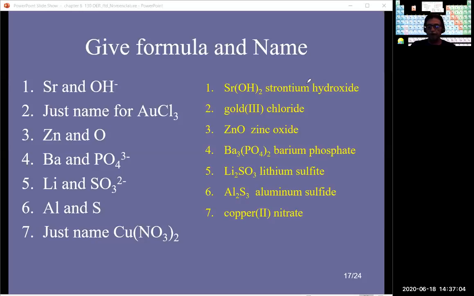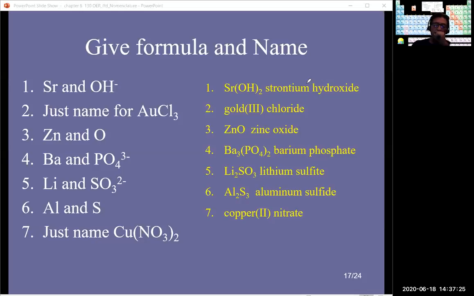Notice with number 5, you got SO3, you got sulfur, and then immediately after that is oxygen. And that right there should tell you, polyatomic ion. Number 6 is just sulfur all by itself. So just the element all by itself in ionic form, which makes it sulfide.